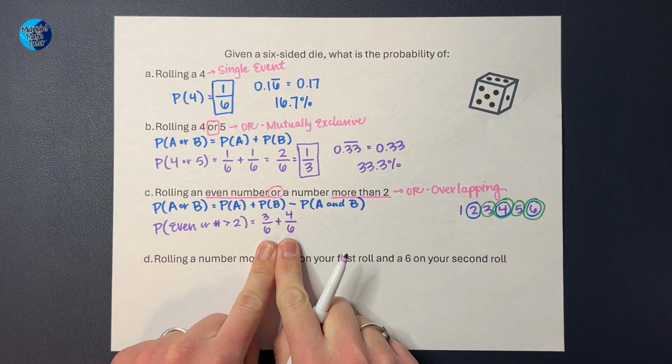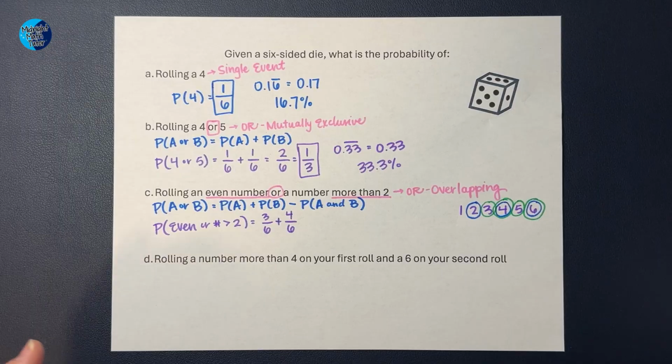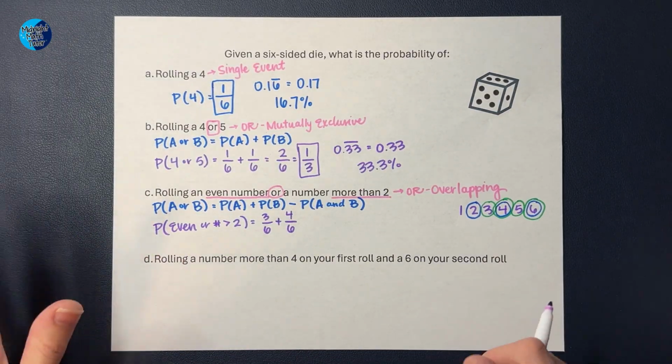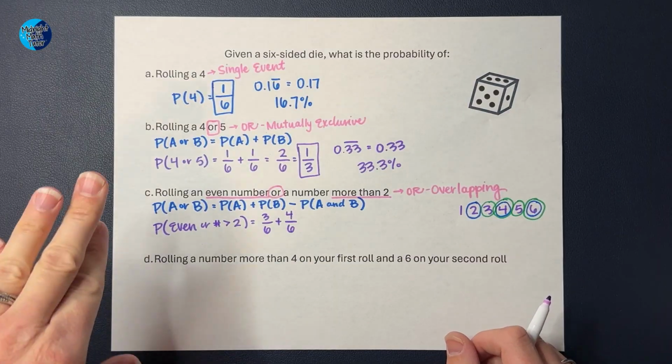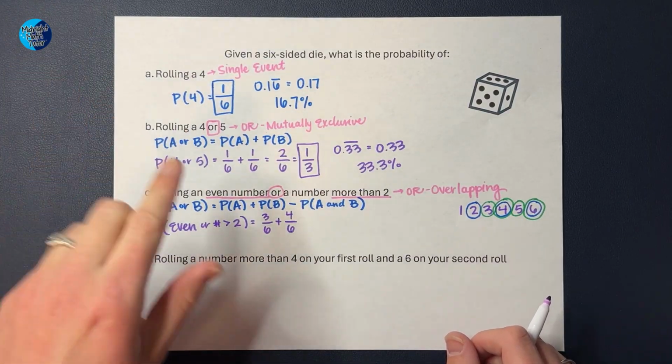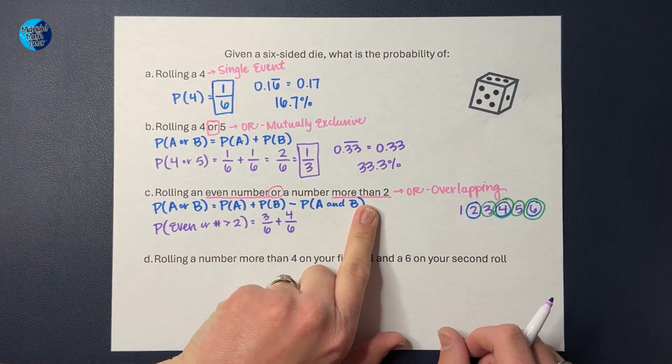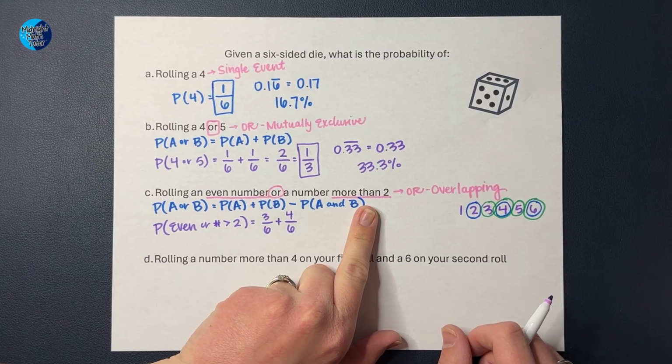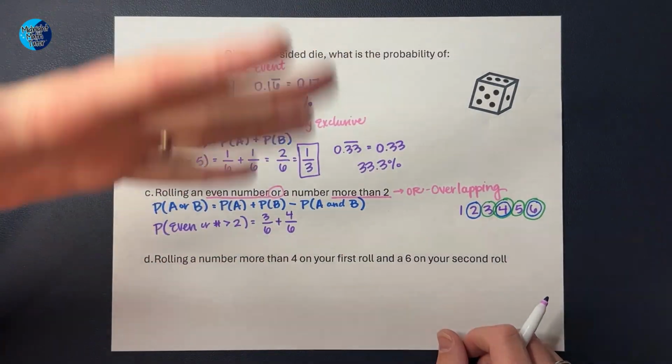All right, if I were to just add these right now, I would end up with 7 out of 6, which in the context of probability does not make sense. That's like saying if you roll it 6 times, 7 times you're going to get an even number or more than 2. And that doesn't make sense. I can't get it more times than I roll.